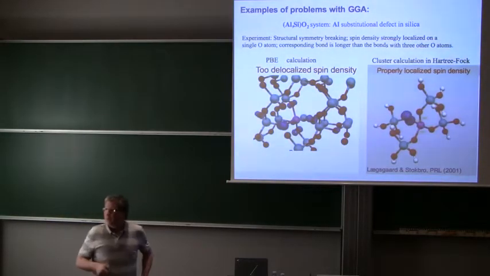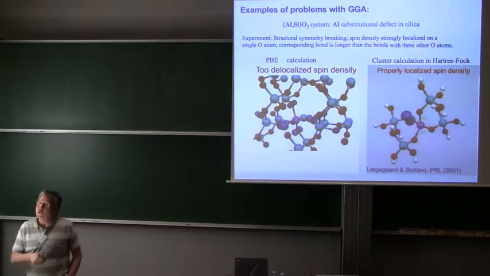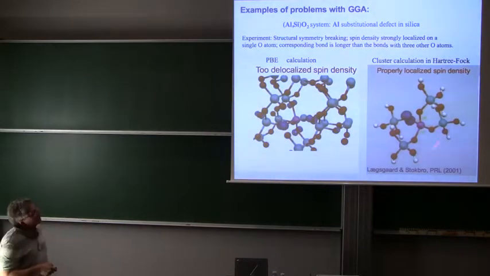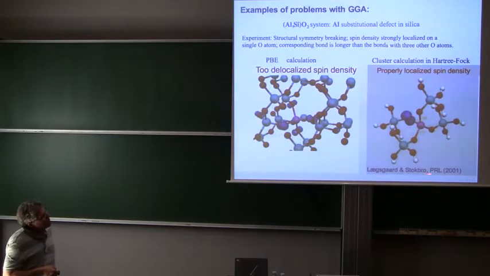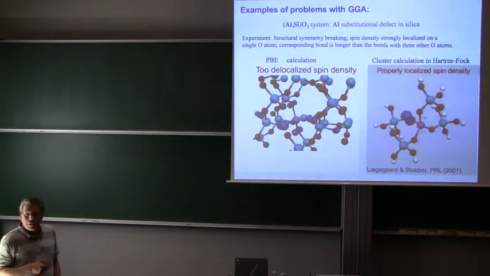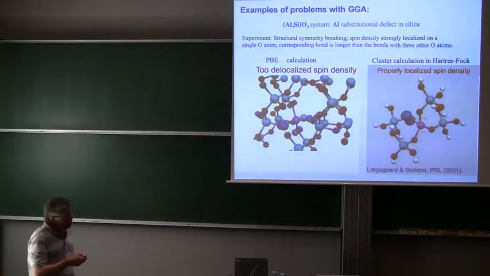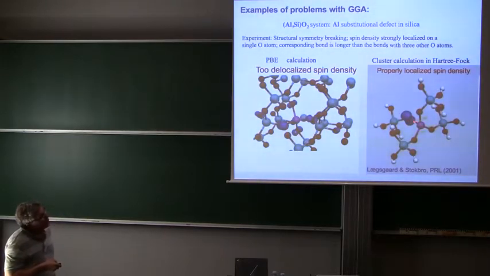Now here's an example. I was expecting Kurzweil to be here, but anyway. This is a very nice issue that Kurzweil pointed out more than 10 years ago. If you make a substitutional defect in quartz, you put in an aluminum atom instead of a silicon atom, you actually get a fairly localized hole. You put in an atom with three valence electrons and take out one with four, so there's a hole here sitting on an oxygen atom, and only one of the aluminum-oxygen bonds is lengthened.